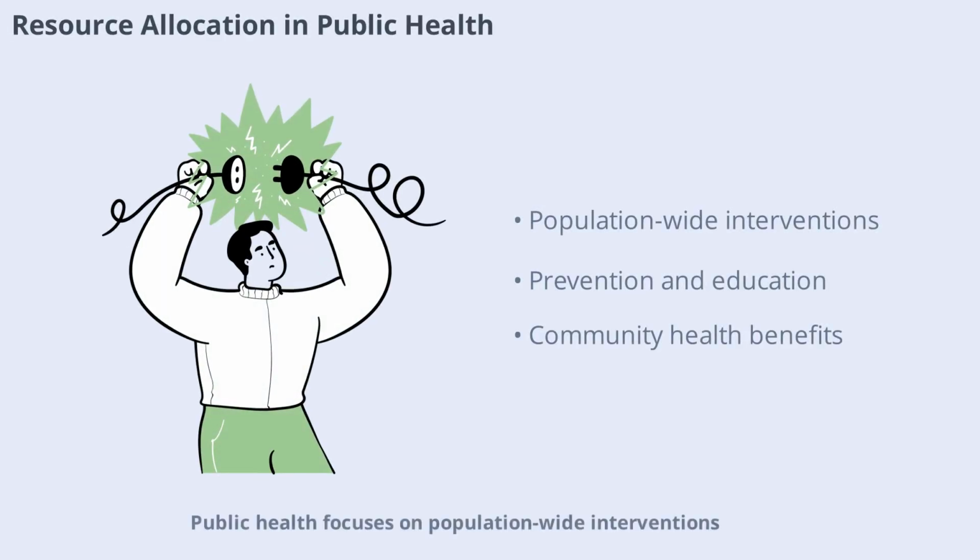Public health focuses on population-wide interventions such as vaccination campaigns and health education. Health economics helps allocate resources to public health programs that offer the greatest benefit. Investing in public health can prevent disease, reduce healthcare costs, and improve quality of life. Effective resource allocation supports healthier communities.